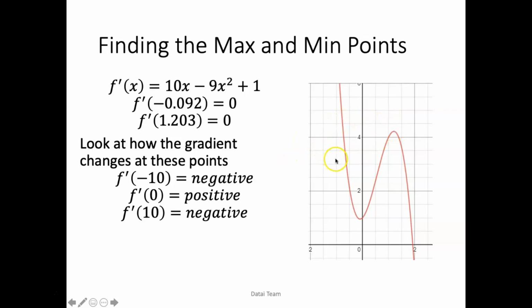When the first derivative goes from negative to positive, it's a minimum. When it goes from positive to negative, it's a maximum. And this is very important for machine learning.